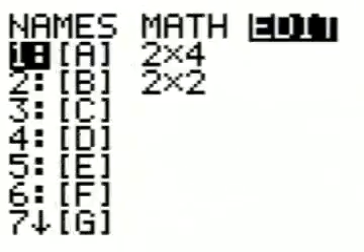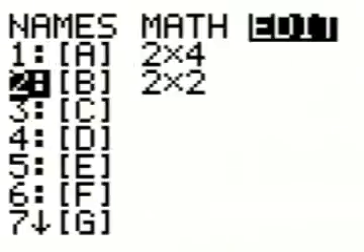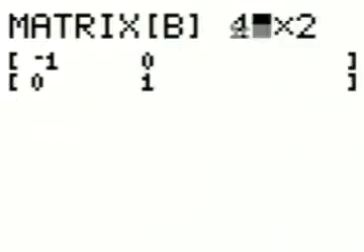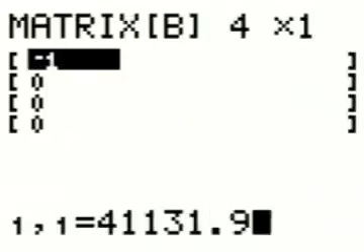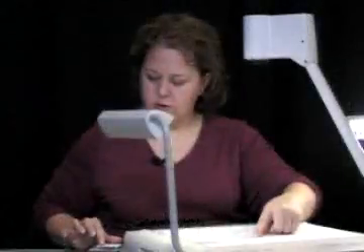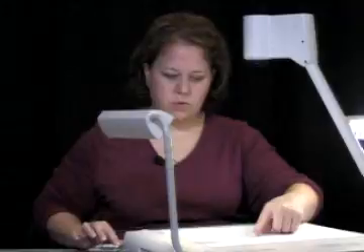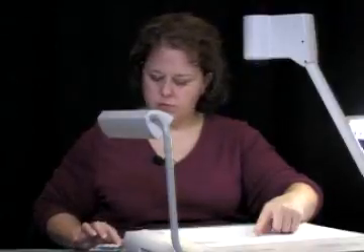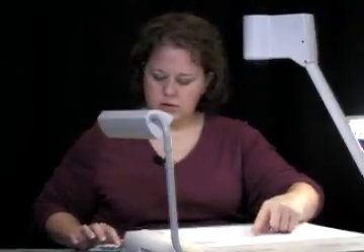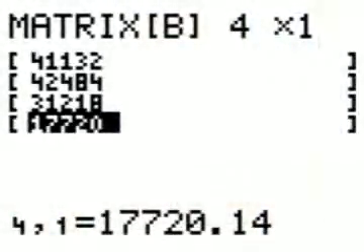I am just going to go ahead and finish this off for you. So we're going to edit matrix B. Now, what did I say matrix B was? Matrix B was a 4 by 1. And those were those salaries, if you recall. 41131.96. I'm certainly not saying that very math correct, am I? 42484.09, 3121.812, and 1770.14. Okay? So I have my 2 matrices in there.